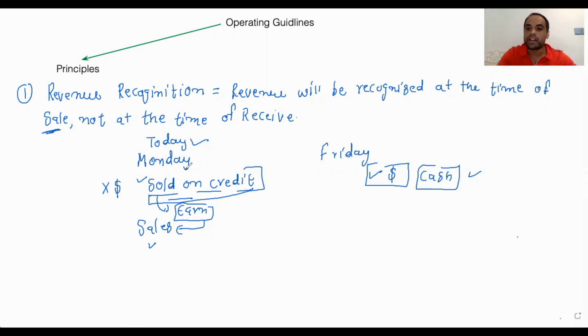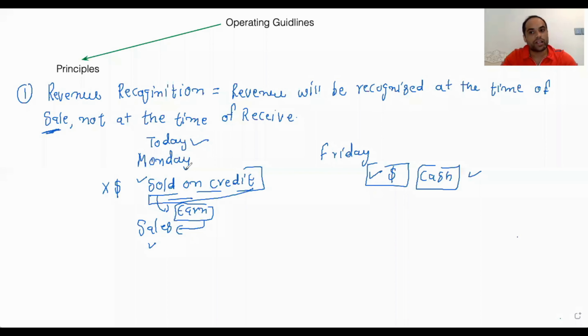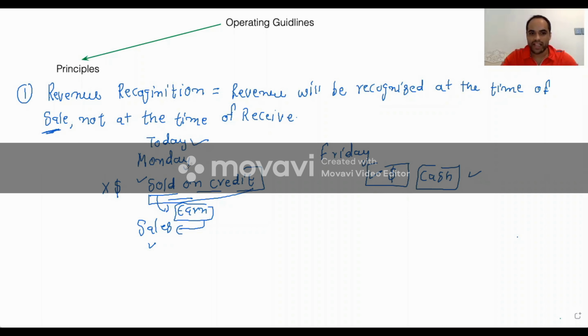When revenue will be recognized, when you record information as a revenue, when you record item or money as a revenue, you will record as a revenue at the time you will sell, not at the time you receive. All right, that's called revenue recognition. Right? Did you understand revenue recognition? Revenue will be recognized at the time of sales, not at the time of receiving money.